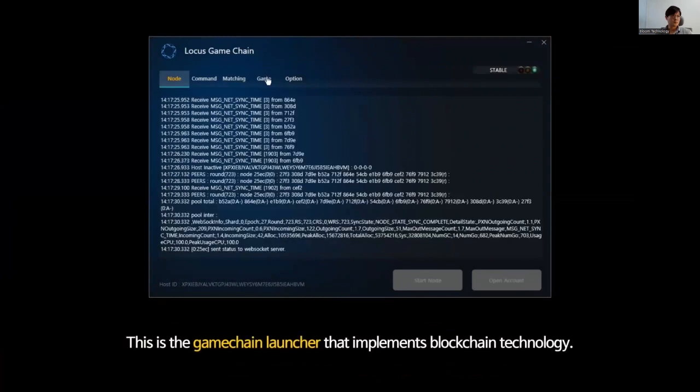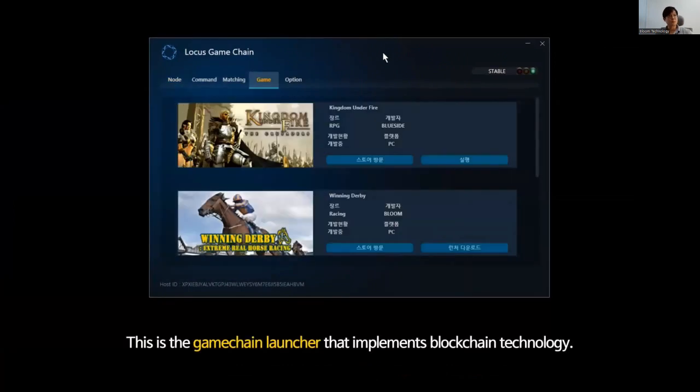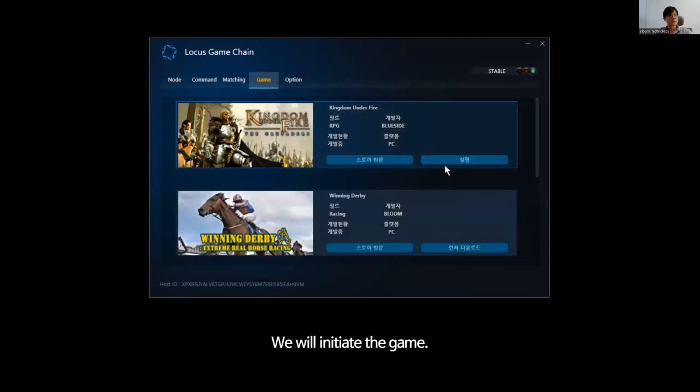This is the GameChain launcher that implements blockchain technology. We will initiate the game.